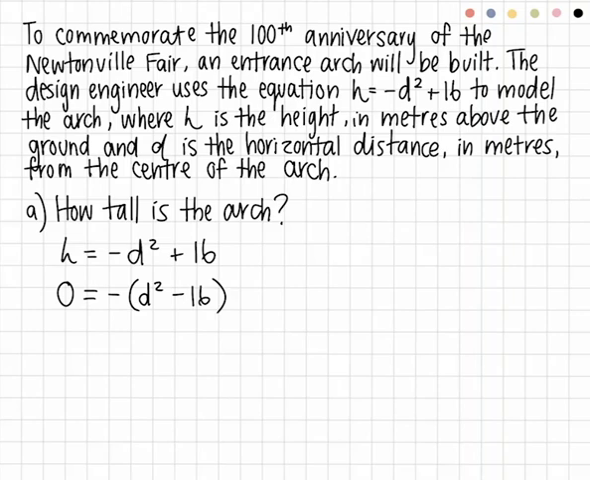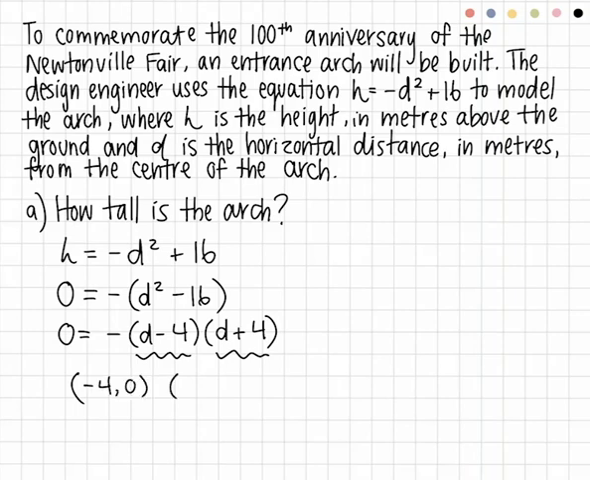Now I'm looking here at a difference of squares, right? So if we just use the pattern, I know that this is going to look like this. D minus 4 and D plus 4. And that works out lovely for me because the d-intercepts are technically our x-intercepts here, right? So that means I've got one point at negative 4, 0, and I've got another point at 4, 0.